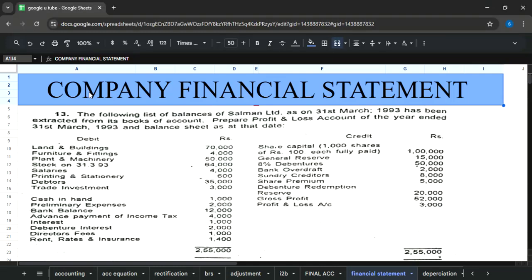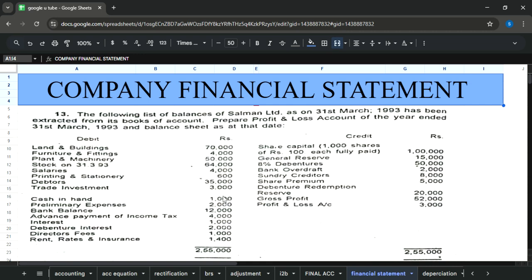Today's target is to solve question number 13. The chapter which we are related with is company's financial statement, and here you can see the shape, or as an overview when you will see the question, there are two different columns present, one on your left side, one on your right side, and you can see that total of both columns is available.